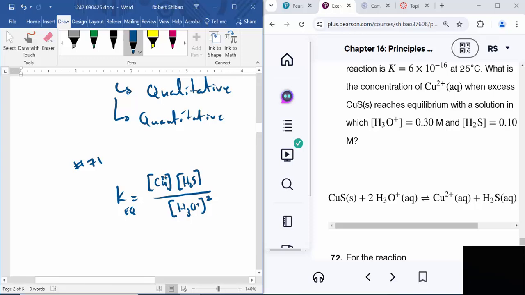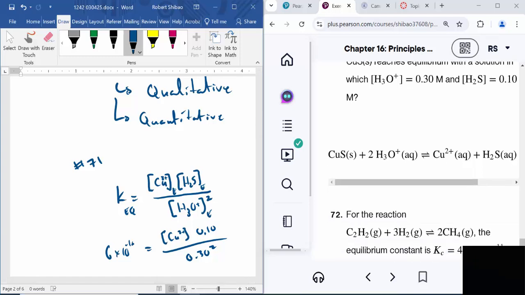So if all these are at equilibrium, then we have everything here. So we go 6 times 10 to the minus 16, which is our K, and then all we have is one unknown, Cu2 plus. And the H2S is 0.10. Activities are dimensionless, so I don't write M for molar. And then 0.30 squared. We're using the concentration for activities, but activities are dimensionless. So this turns out to be a super easy algebra problem.